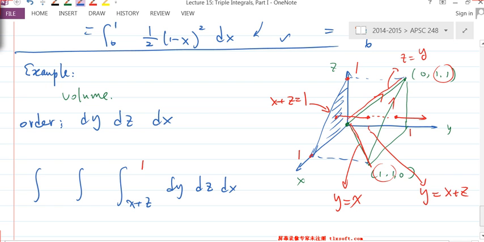Once we find the y min, y max, the next step is we're doing the z variable. So we draw a line in the positive z-axis direction through this shadow, or the projection. First contact gives you z min. Second contact gives you z max. So z min is 0, z max is 1 minus x.